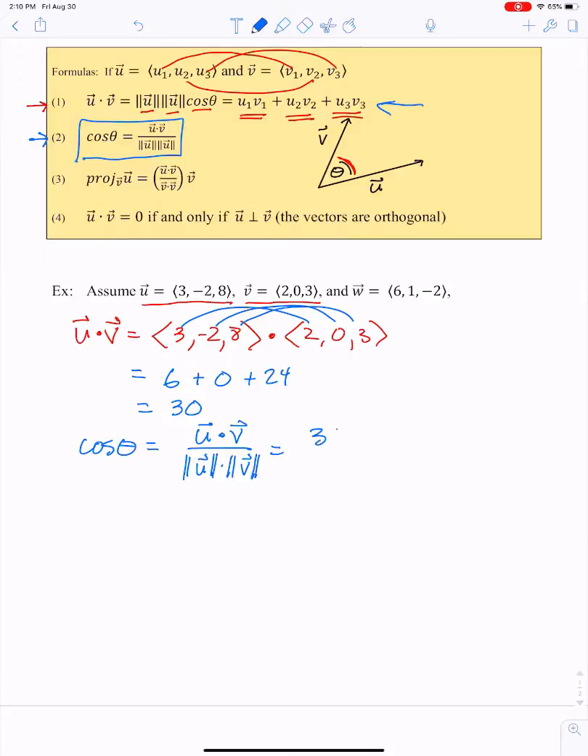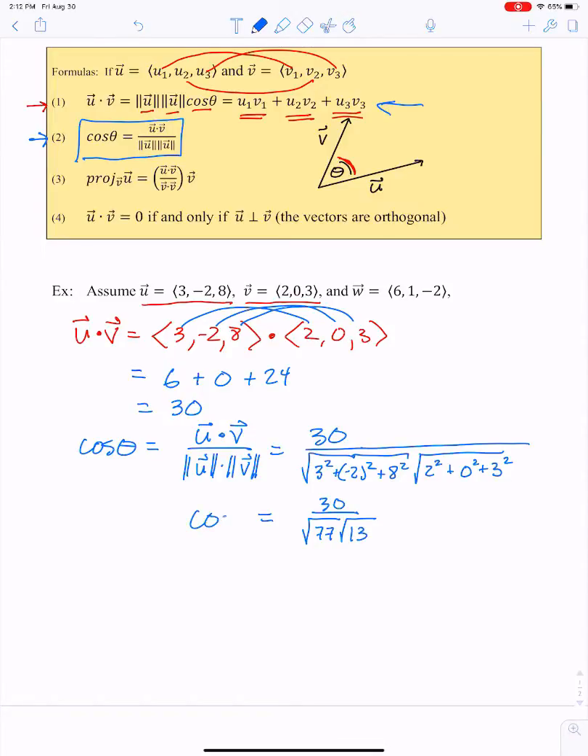U dot v we just did, that was 30, and the magnitude of u is the sum of the squares of its components. So it's going to be 3 squared plus a -2 squared plus an 8 squared. Extend it out. And then the magnitude of v would be equal to 2 squared plus 0 squared plus 3 squared. So that's equal to 30 over the square root of 77, and then the square root of 4 plus 9 is equal to the square root of 13. And that is the cosine of theta.